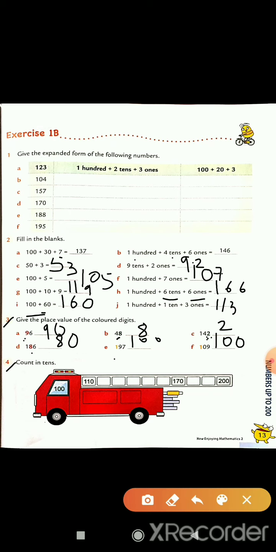Next, count in tens. So students, you have to count it in tens. 100, 110, then 120, 130, 140, 150, 160, 170 is already given, 180, 190.